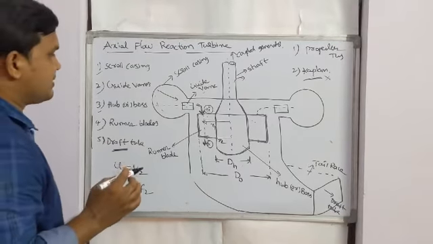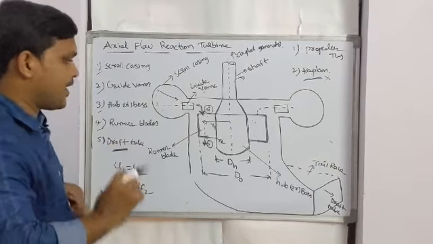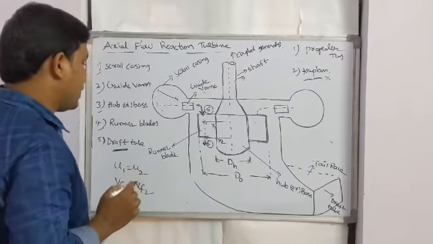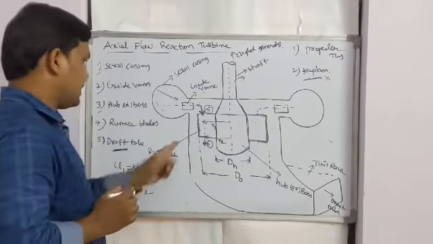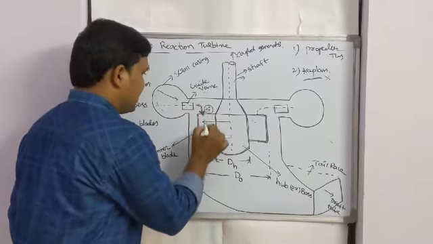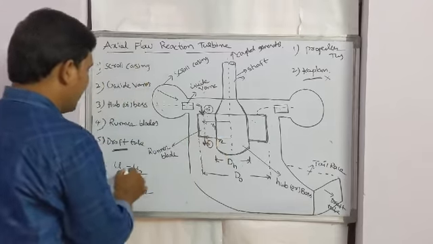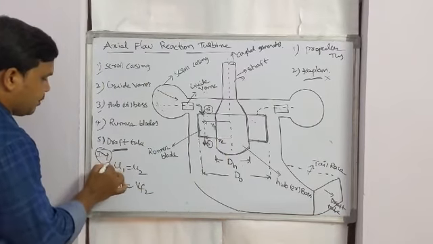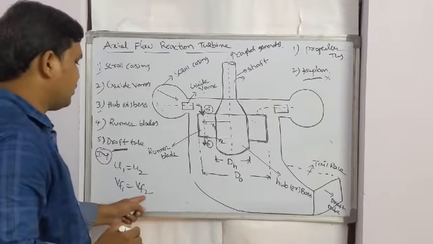But in a Francis turbine, the water enters at one radius and leaves at another radius. That's why in a Francis turbine, U1 is not equal to U2, but in a Kaplan turbine, the water enters and leaves the runner at the same radius. That's why U1 is equal to U2. This is very important, and Vf1 and Vf2 are also the same.